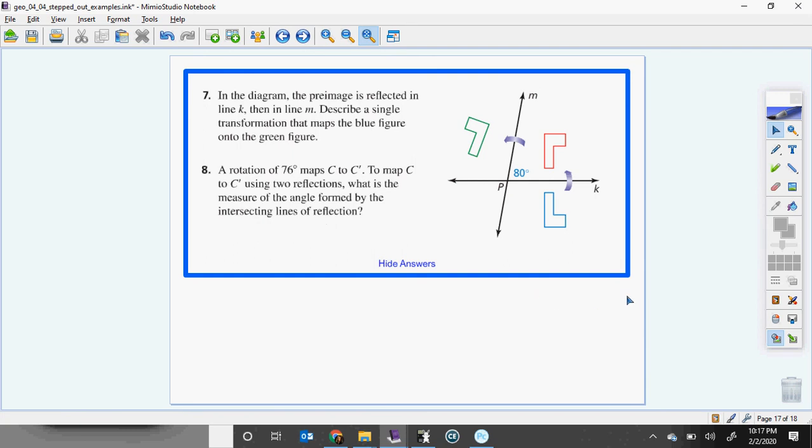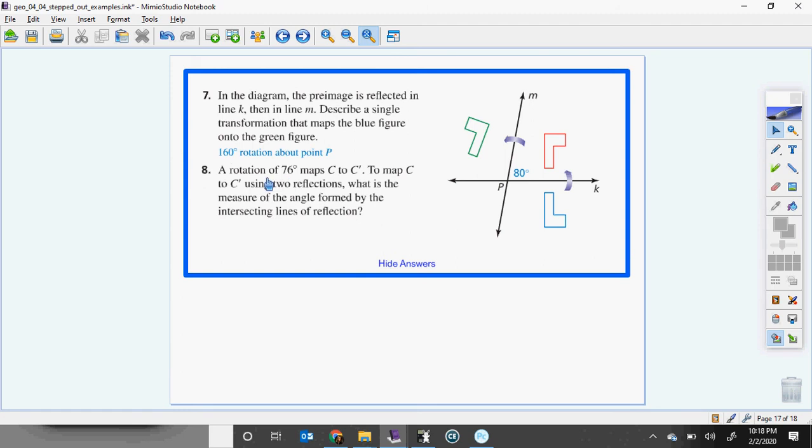Alright, try this one yourself. Here's a blue, red, and green. They reflect, then reflect. There's my angle. What transformation would get me straight from blue to green? Go ahead and pause the video and see if you can figure it out. Alright, to go straight from blue to green, because this one's 80, I need to do 80 times 2 and get 160. 160 would get me from here to here.